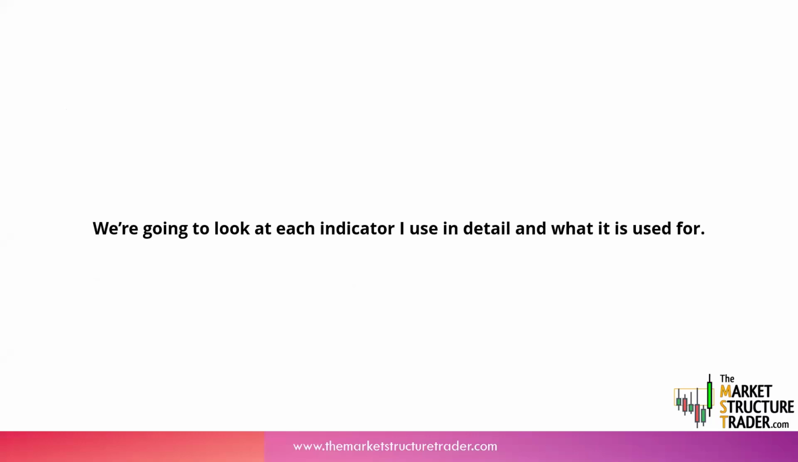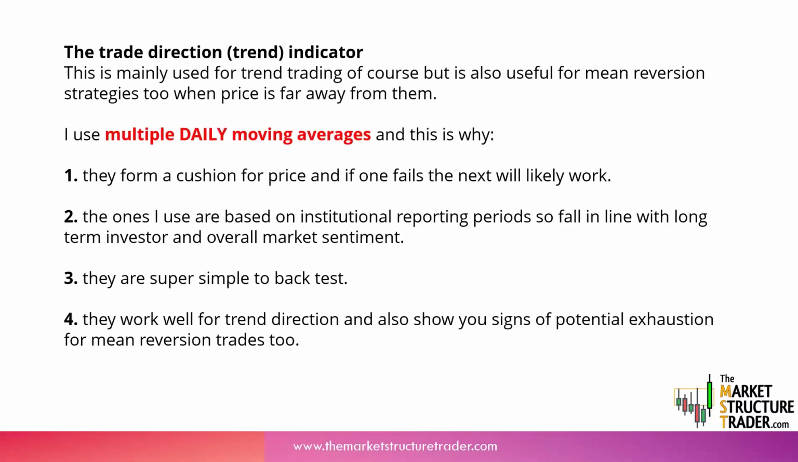Okay, so this is basically where we're going to start getting into looking at things on the charts and explaining each one basically in detail. So we'll start off with the trade direction or the trend indicator. This is mainly used for trend trading, of course, but it's also useful for mean reversion strategies too. So when price gets too far away from your trade direction or your trend indicator, it's a good indication that price may be coming back.